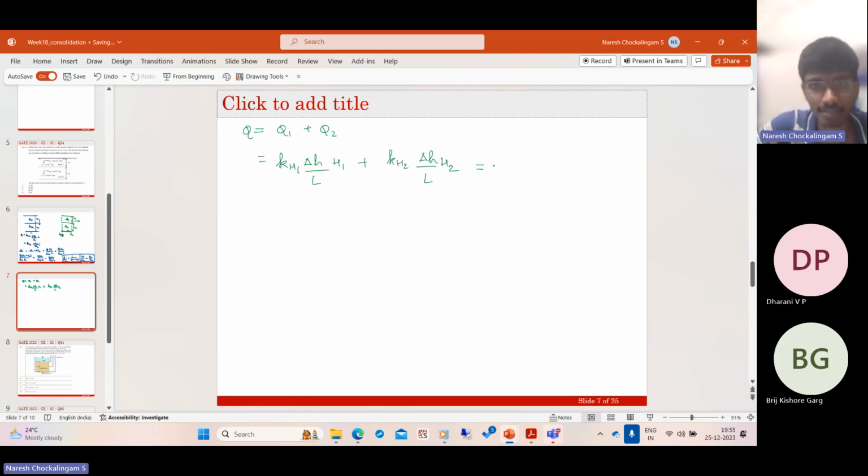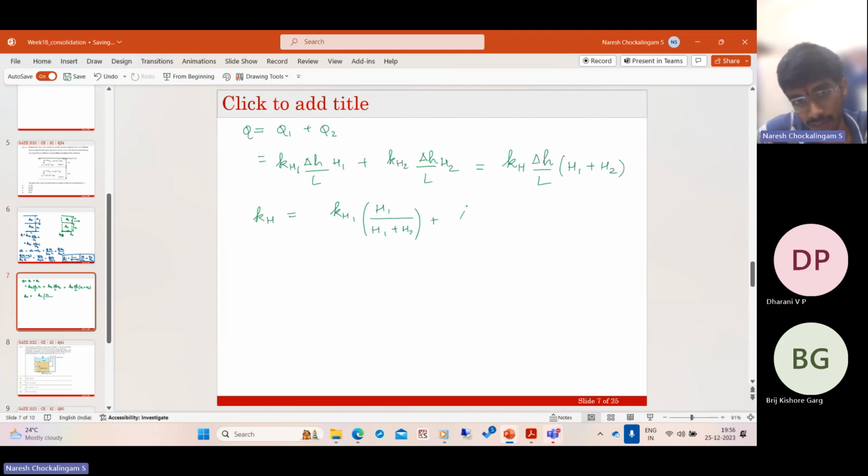But what is this equal to? It is equal to the net flow rate. And let us suppose then the equivalent horizontal permeability is KH. By Darcy's law, it is KH into the net hydraulic gradient into H1 plus H2. What does this say? The equivalent horizontal permeability is KH1 into H1 by H1 plus H2 plus KH2 into H2 by H1 plus H2.